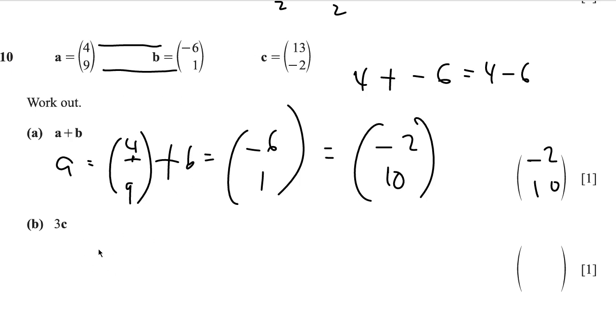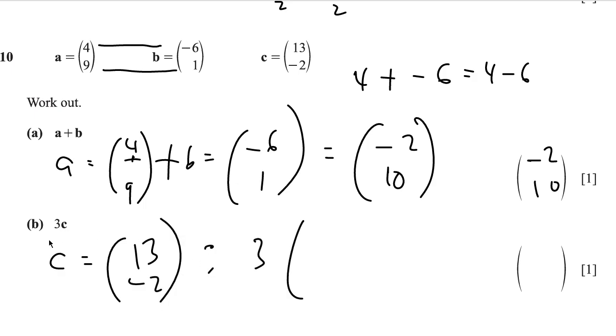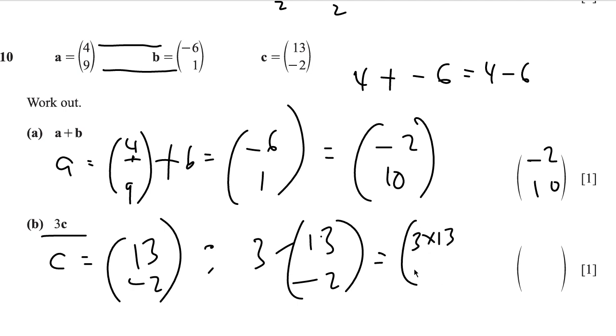The next question says 3C, and we're given C as (13, negative 2). Right? So what we simply do is 3 into (13, negative 2), because we're asked for 3C. When we're carrying out such an operation, this is just like a vector. You're going to multiply up and down by 3. Both are affected. So 3 times 13 and 3 times negative 2, right? So that's 3 times 13 is 39, and 3 times negative 2 is negative 6.